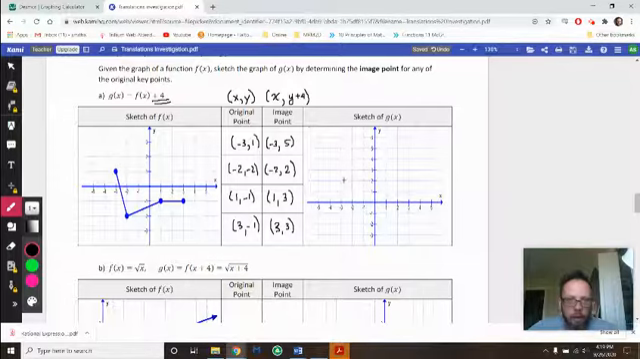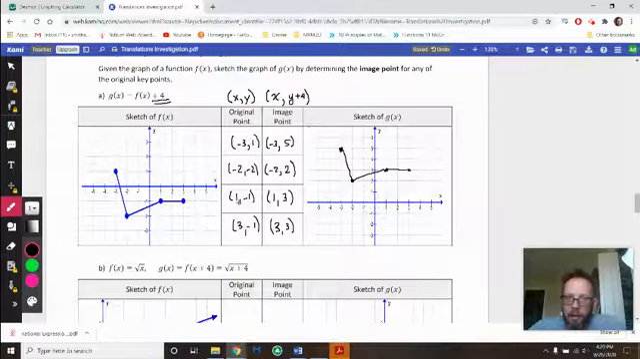Oh, and I guess, look at me, master teacher, I left room for things to be shifted up. Fantastic. So minus 3, 5, minus 2, 2, 1, 3, and we can see that it's the same shape. Nothing's changed. It's just been moved up by 4 units.